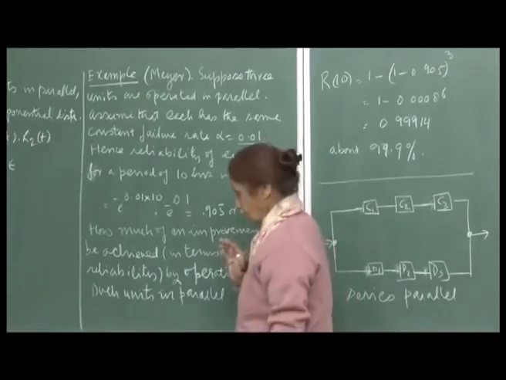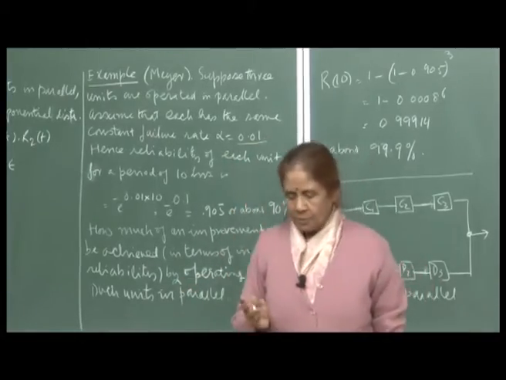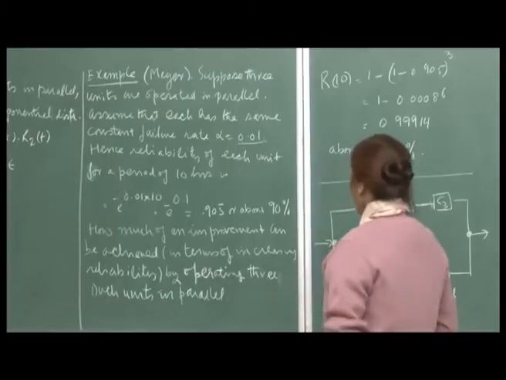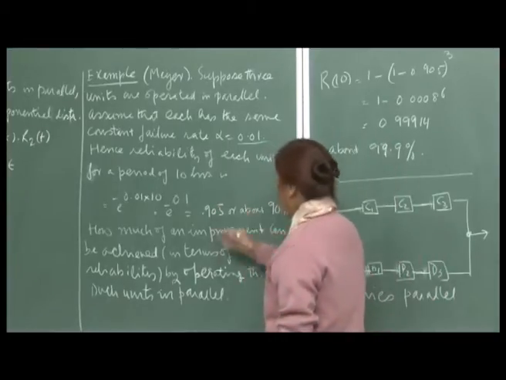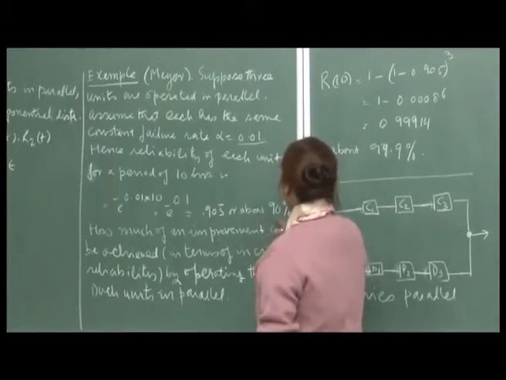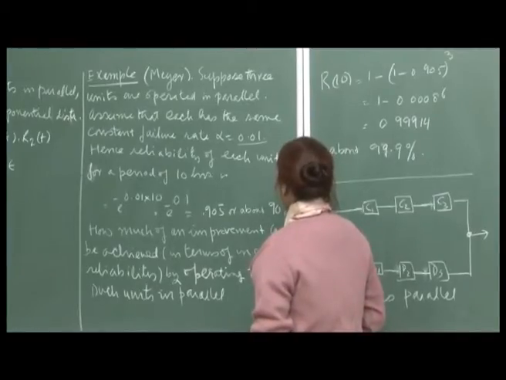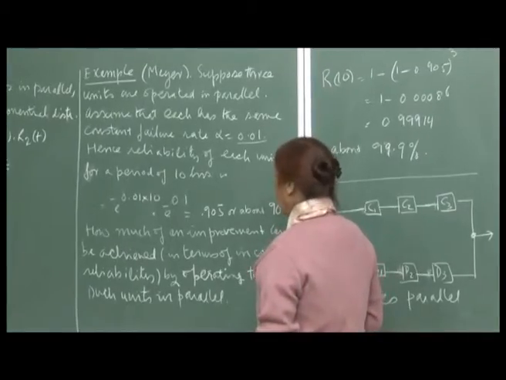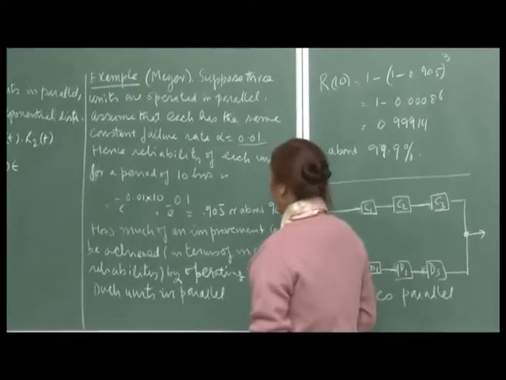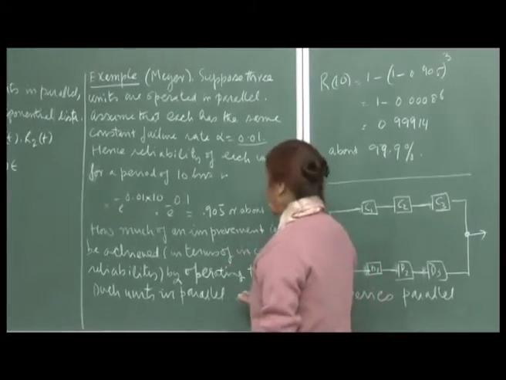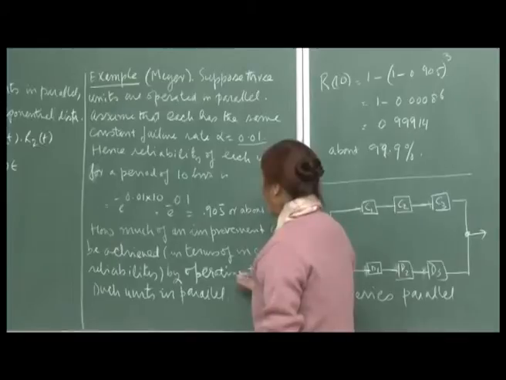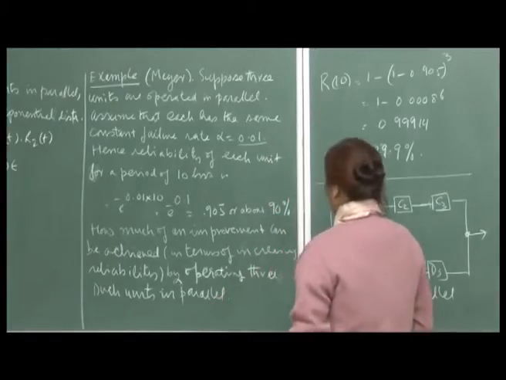So, if each component is functioning by itself, then the reliability, the probability that it will not fail in a 10-hour period, is 90%. Now, how much of an improvement can be achieved in terms of increasing the reliability of the system by operating 3 such units in parallel?